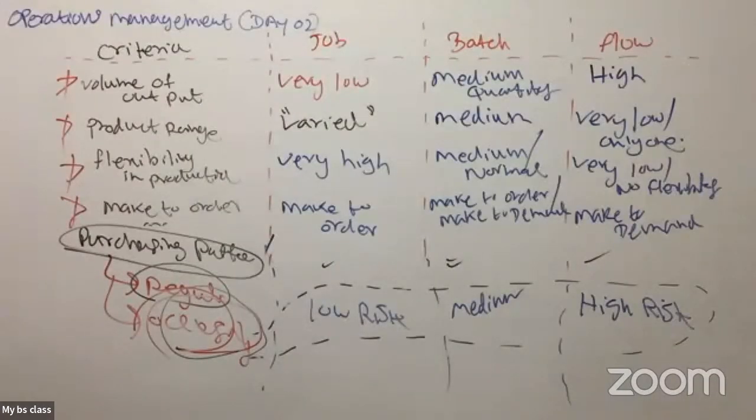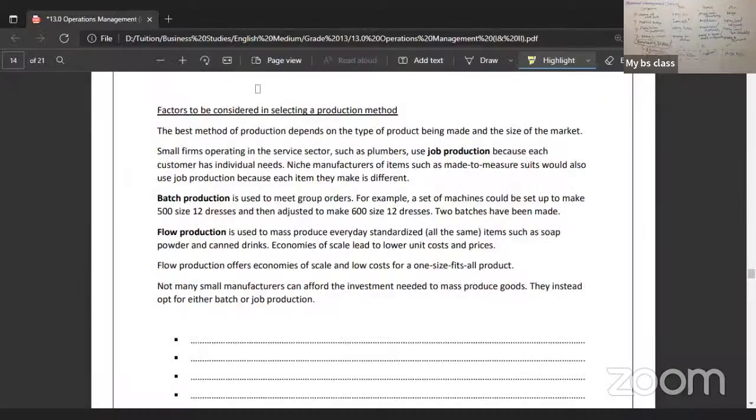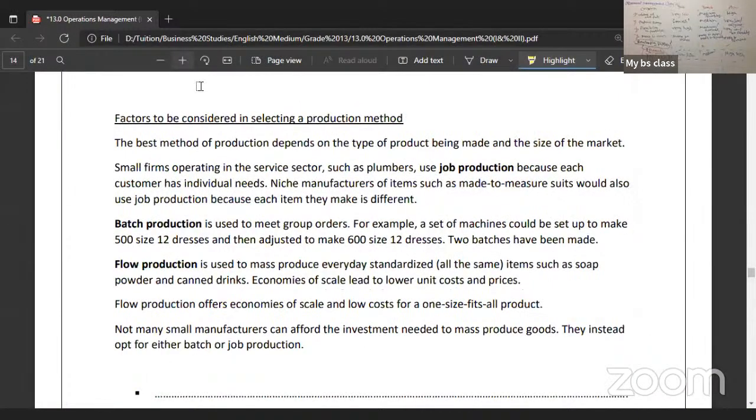So coming back to our keyword, let's highlight a couple of points. The best method of production depends on the type of product being made.